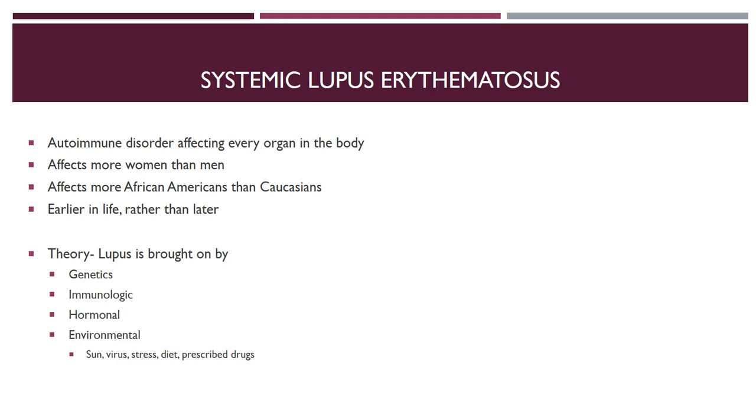The theory is that lupus is brought on by genetics, immunological problems, hormonal and environmental factors, such as the sun, viruses, trees, diet, and prescribed drugs. So it wasn't just initially an autoimmune disorder, but something has actually triggered it from the outside.